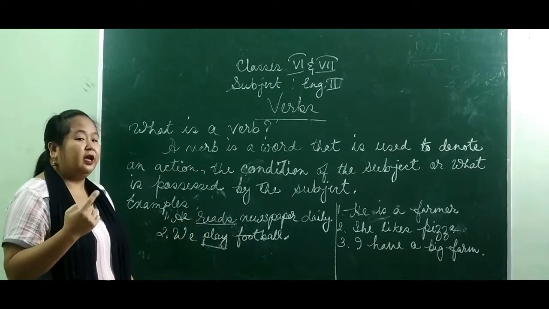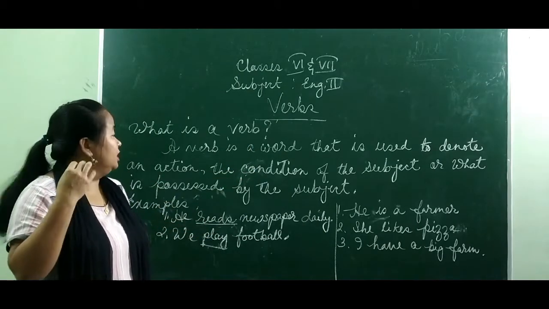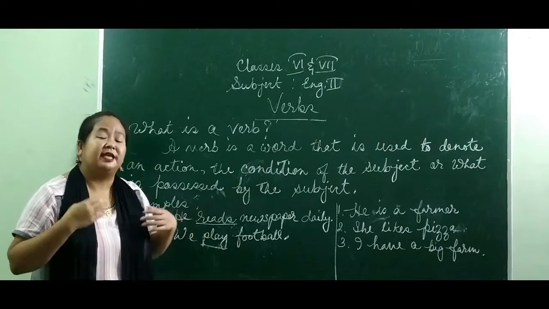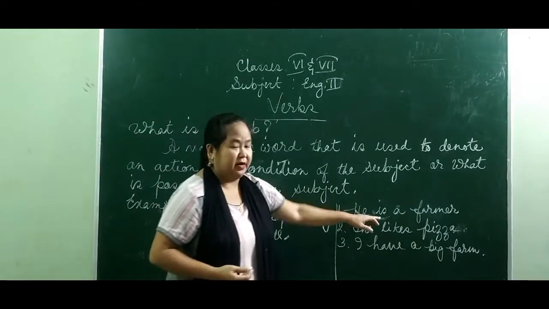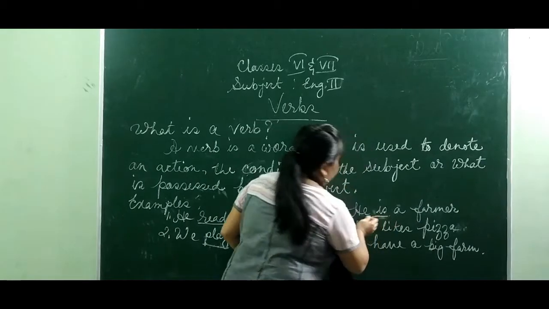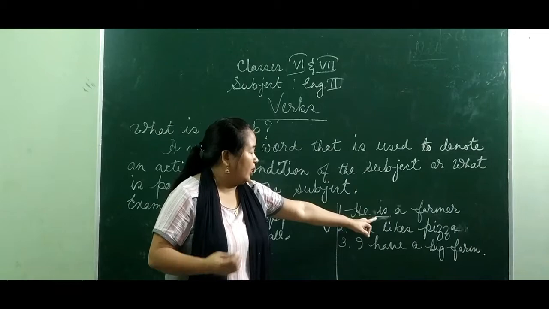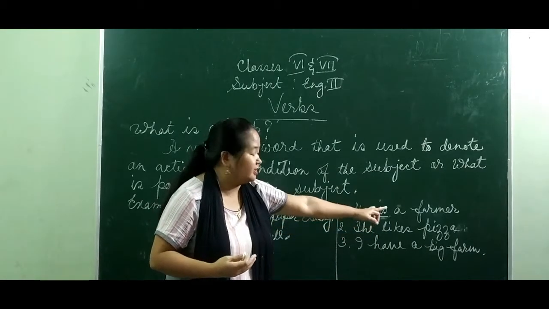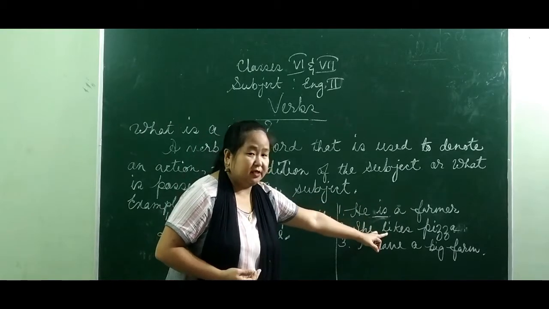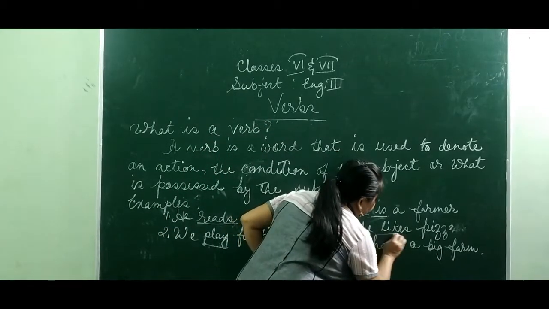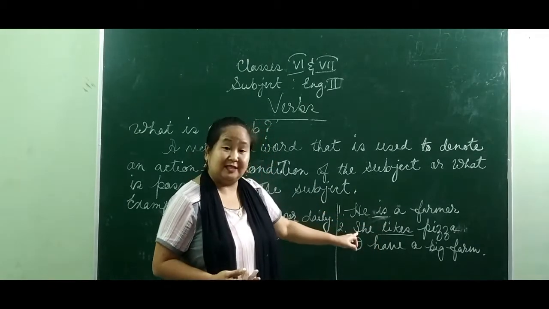Okay, not only does a verb show an action, a verb is also a word that denotes a condition or a state of being of a person. For example, he is a farmer. Here, the verb is. It is not showing any action, right? It shows what a person is. Okay, he is a farmer. She likes pizza. The verb like doesn't show any action. It only states what she likes.